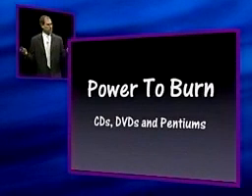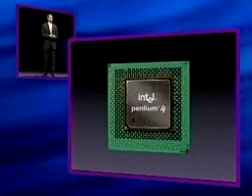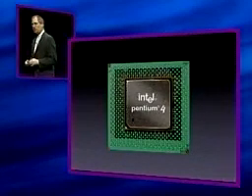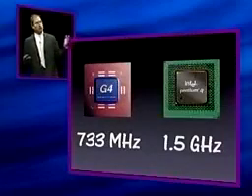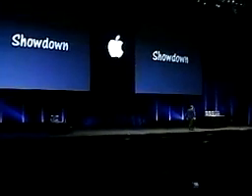Now, let's talk about that. The new Pentium 4 is pretty fast. From a megahertz point of view, it's really fast. 1.5 gigahertz versus the 733 megahertz G4. Which is actually faster in real-world applications? Let's find out. I'd like to bring up Phil Schiller, our Vice President of Worldwide Product Marketing, to help me do this demo. Phil, what have we got today? Steve.